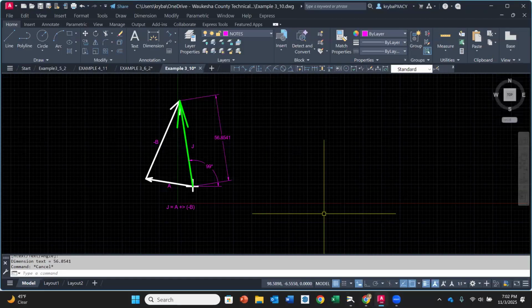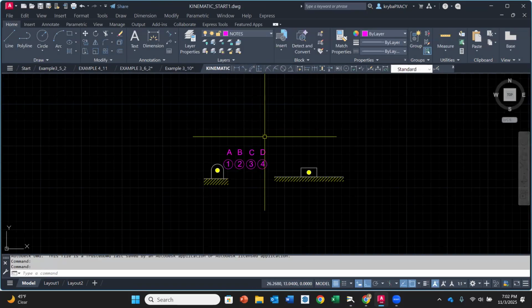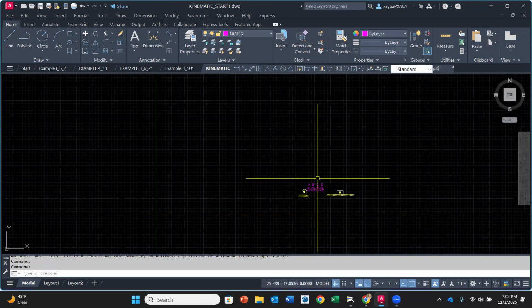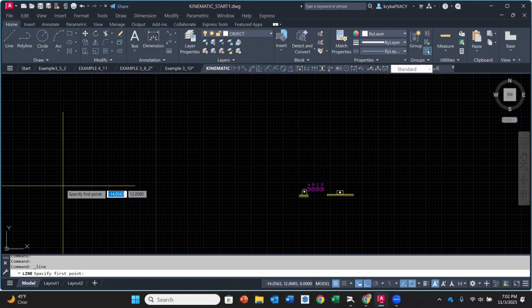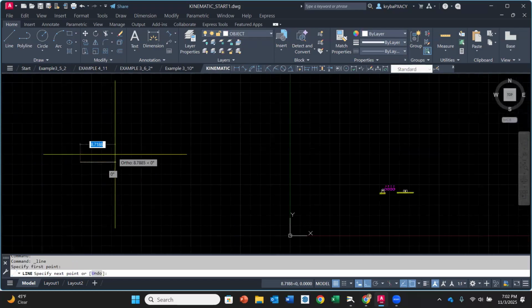So I'm going to go over to AutoCAD. I'm going to open up my start file. It's up at the top here. And then we are going to draw each one of the vectors we see here. So I am going to switch to my object layer and draw each one of my values.